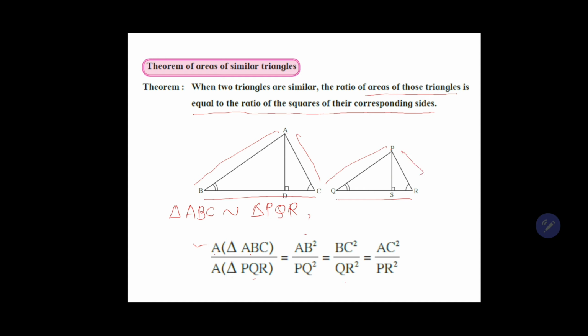The only condition that must be provided is that triangle ABC and triangle PQR must be similar. Only then can we have this property.